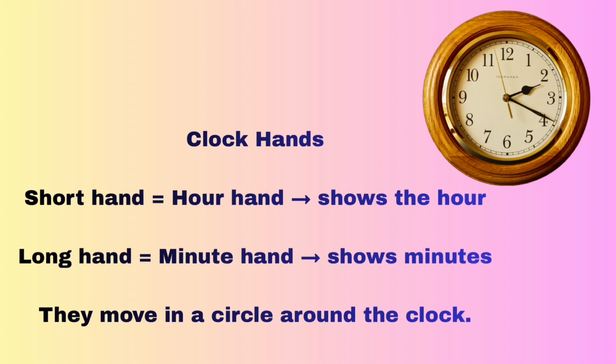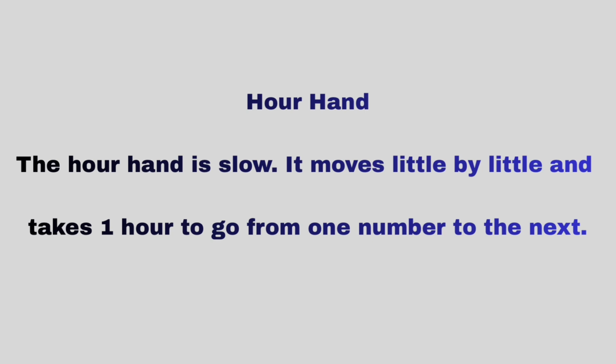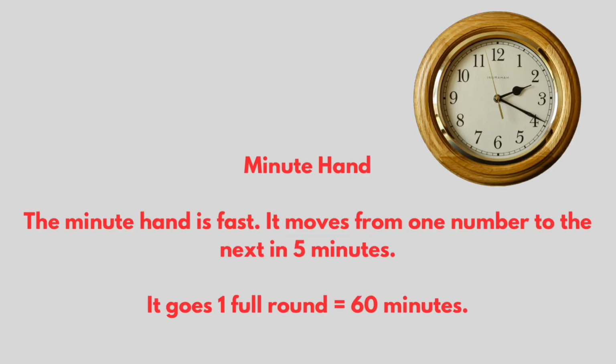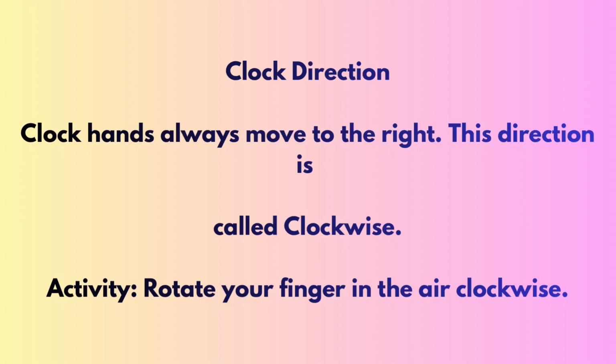Okay, clock hands. The short hand shows us the hour. The long hand, the minute hand, shows us the minutes. They move in a circle around the clock. Okay. The hour hand is slow. It moves little by little and takes 1 hour to go from one number to the next. The minute hand is fast. It moves from one number to the next in 5 minutes. So it goes one full round in 60 minutes.